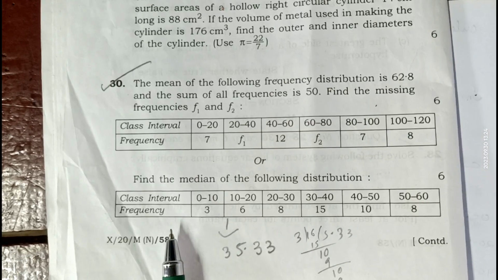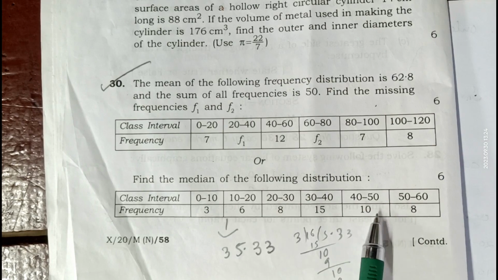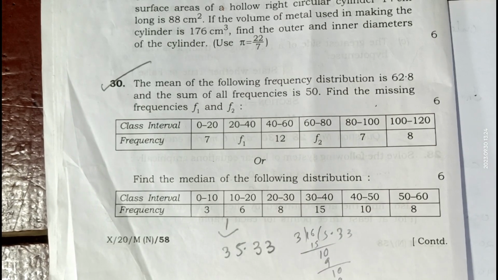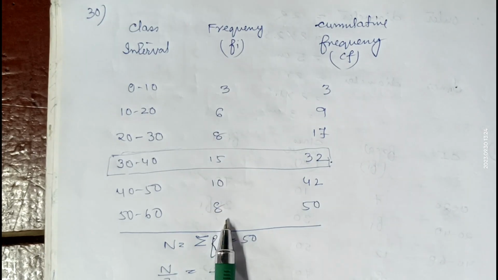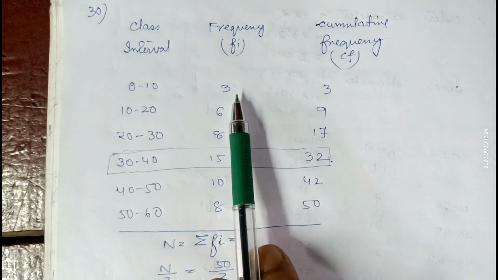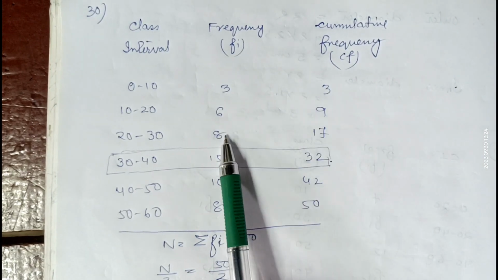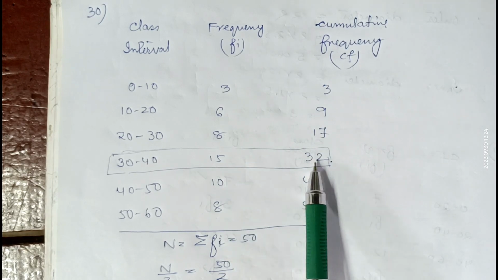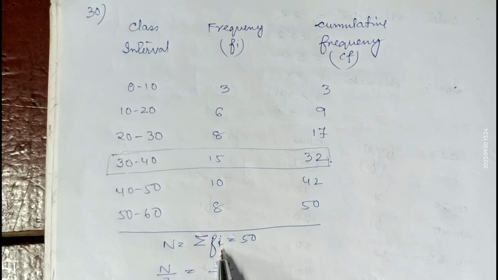In the second part, it is given: find the median of the following distribution. Here class intervals and frequencies are given and we have to find the median. These are the class intervals and this is the frequency. As we have to find the median, we require cumulative frequency. So here 3 will remain as it is. 3 plus 6 is 9, 9 plus 8 is 17, plus 15 is 32, plus 10 is 42, plus 8 is 50. So total frequency is 50, so n is 50.